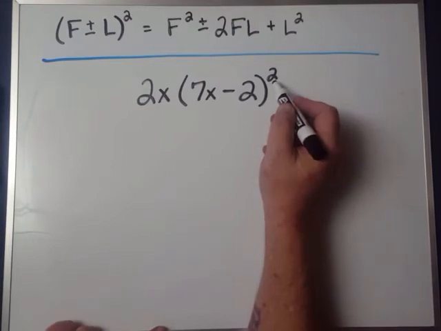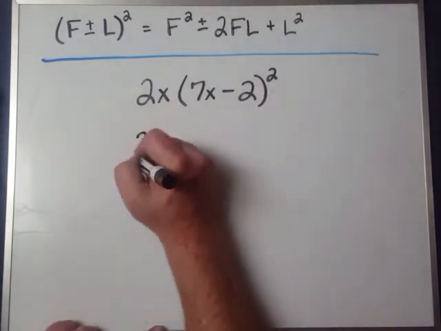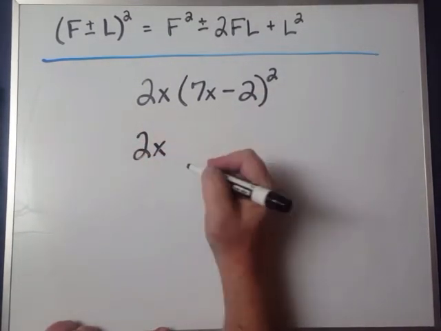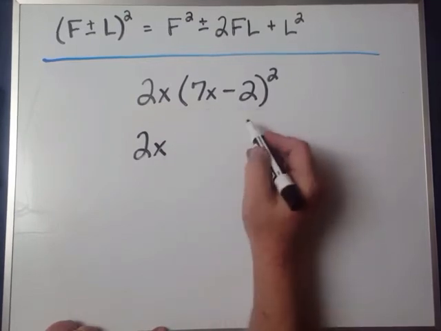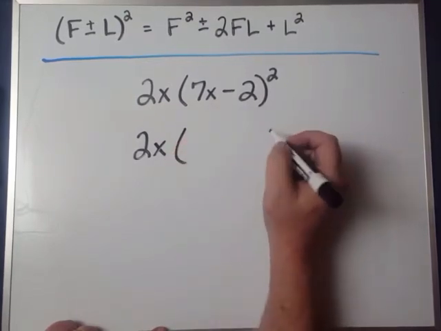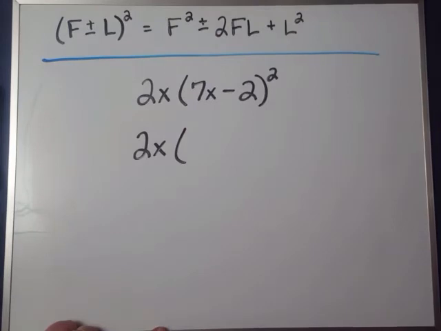We'll start by squaring this binomial. The 2x is going to hang out. He's just floating for a minute. He's going to hang out front as we square this difference.